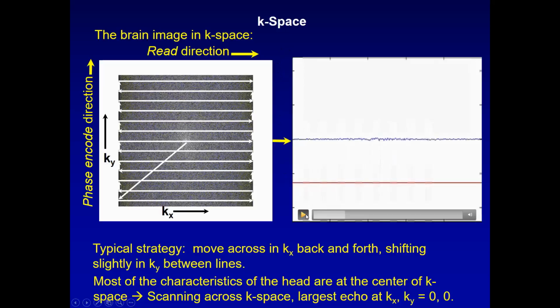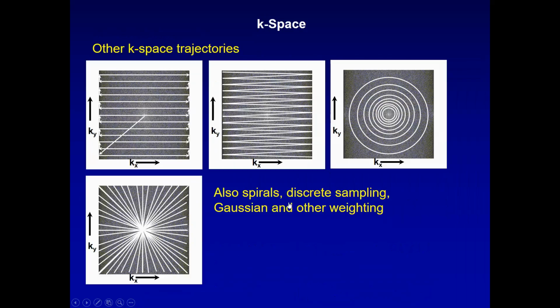Now we'll continue the video, go a little farther. See, as we get closer and closer to the center of ky, the echo gets bigger and bigger. And there it is. We're going right through the center of ky, and that's for the biggest echo. And as we go away in ky, the echo amplitude in kx also drops.